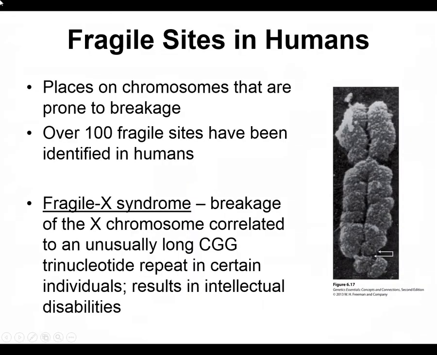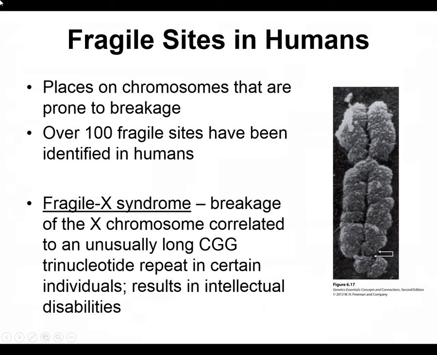All right, now we have two more types of unusual chromosome structures. One's called fragile sites. These are not very well understood, but a fragile site is defined as a place on a chromosome that's prone to breakage. So they've been observed to break, like a specific place on a chromosome that is prone to breakage in certain individuals. Over 100 fragile sites have been identified in humans, but the most well-studied one causes a disorder. And so we call it Fragile X syndrome.